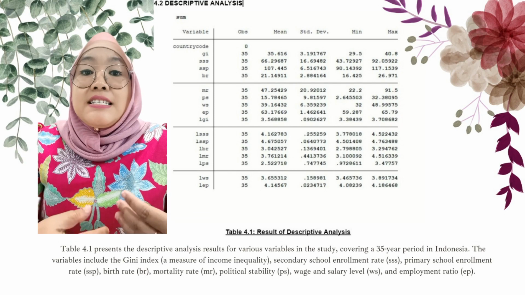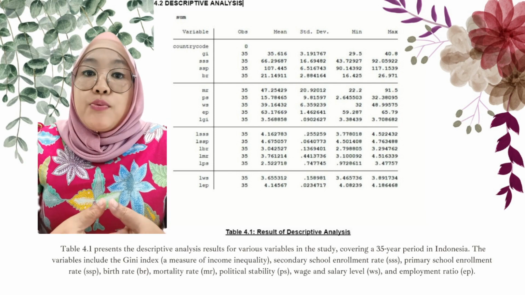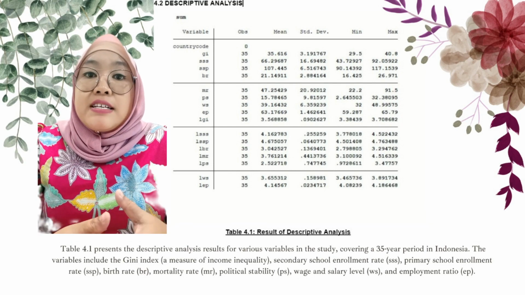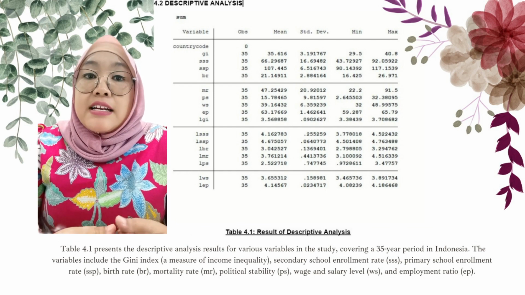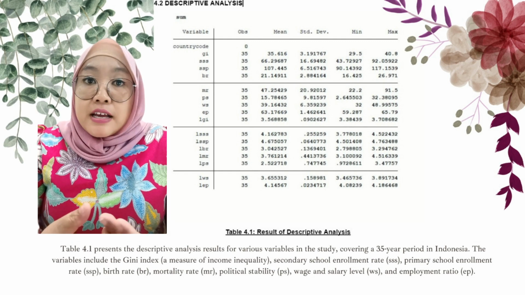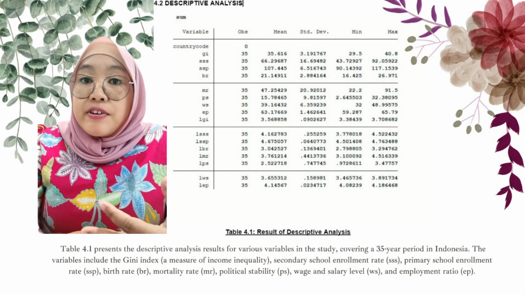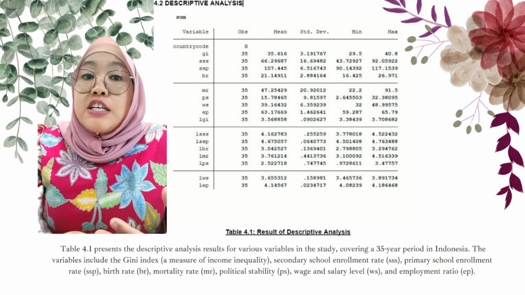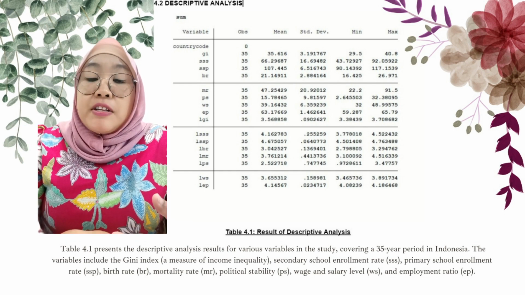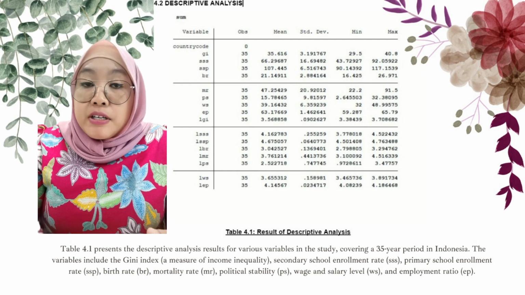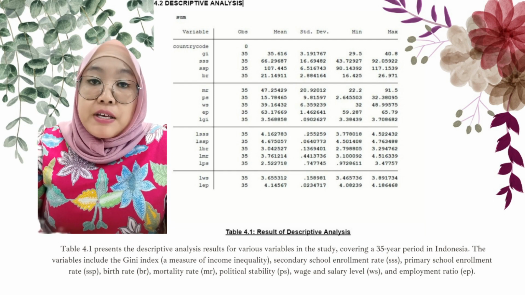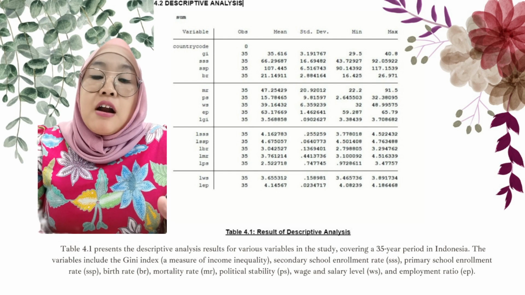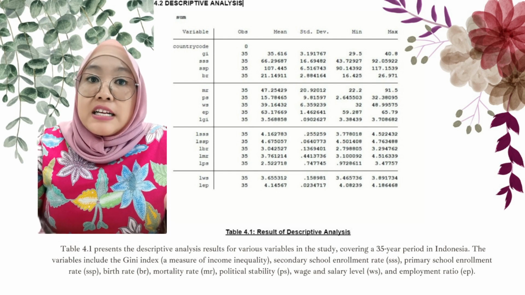Alright, now in this slide, we have Table 4.1, which is the result of the descriptive analysis that we have captured. Table 4.1 presents the descriptive analysis results for various variables in the study covering a 35-year period in Indonesia. The variables include the Gini, a measure of income inequality, secondary school enrollment rate, SSS, primary school enrollment rate, SSP, birth rate, BR, mortality rate, MR, political stability, PS, wages and salary level, WS, and employment ratio, which is EP.